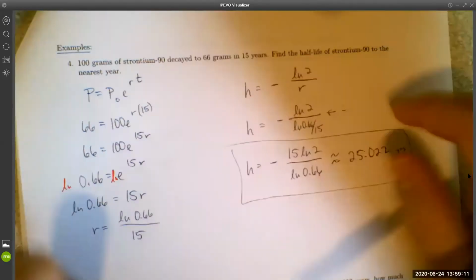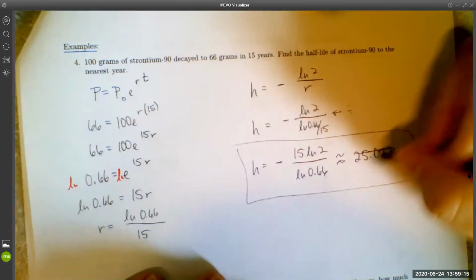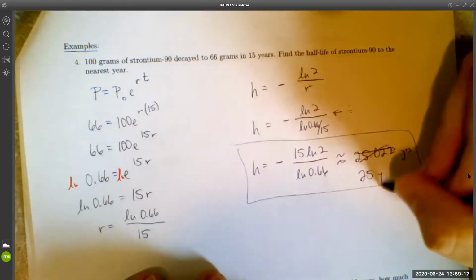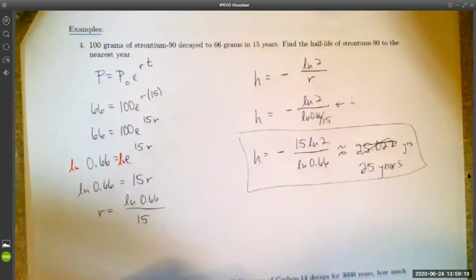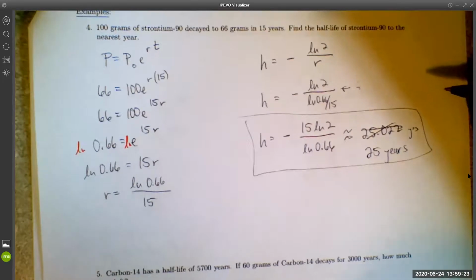Oh, wait, I said to round it to the nearest year. Oh, okay. Well, so to the nearest year, it would be 25 years. 25 years. Okay, so that's that. Let's do another one.